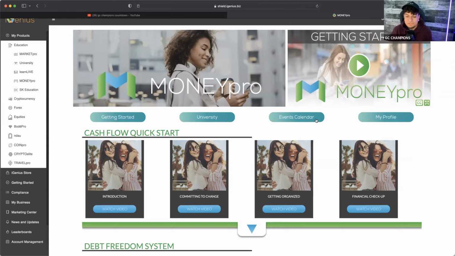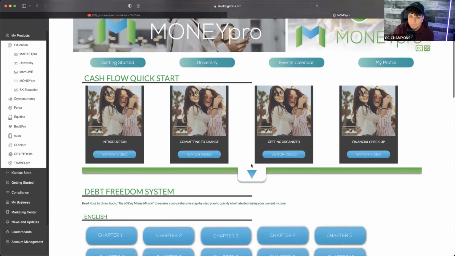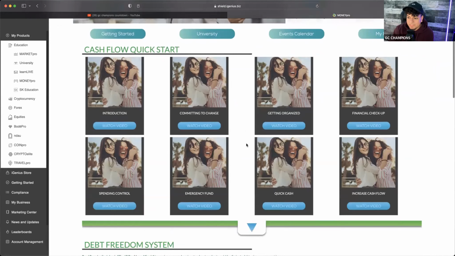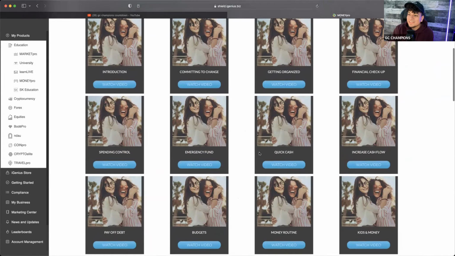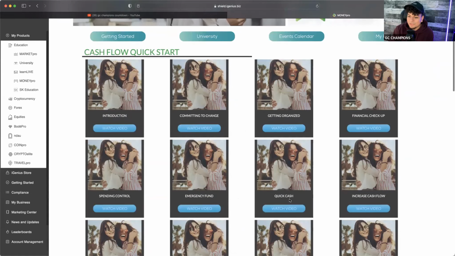So we have the cash flow quick start. If you watch these first 4 videos, your mind will be blown completely just because of the information that it has. You guys can see there's a lot of different things here. I never say there's such a thing as quick money, but there's actually a video on quick cash, which is really funny.